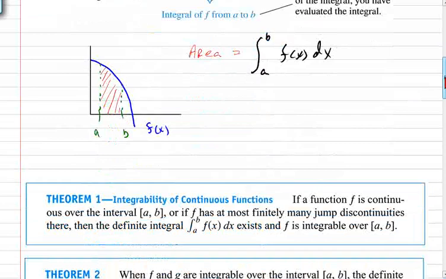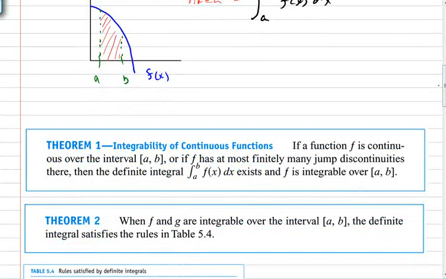All right. Theorem 1, the integrability of continuous functions. If a function f is continuous over a closed interval, or if f has at most finitely many jump discontinuities there, then the definite integral from a to b exists, and f is integrable over a to b. Integrable just means the integral exists. Okay? Continuous functions are integrable.